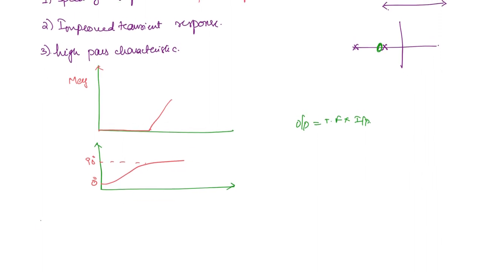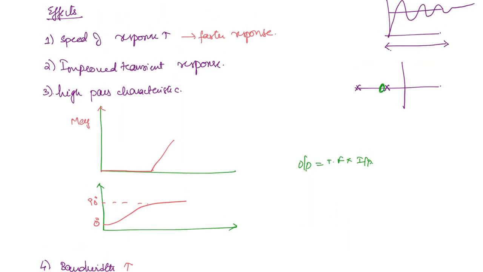Next, this kind of controller will increase the bandwidth. Bandwidth has a number of definitions, but one way you can visualize it is the range of frequencies for which the controller will operate. Now when the bandwidth increases, what will happen to the rise time? The rise time is inversely proportional to the bandwidth, so that is going to reduce. That means you have a faster response time. That is what we have seen in the first effect: speed of response is fast.